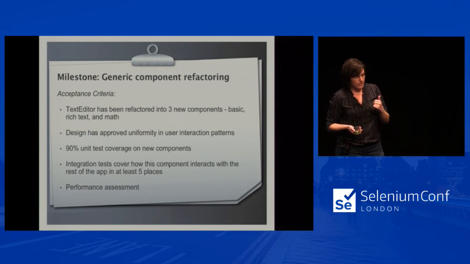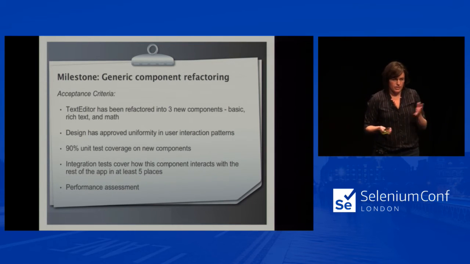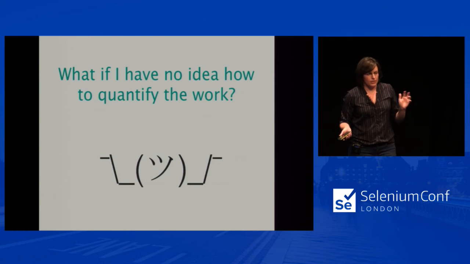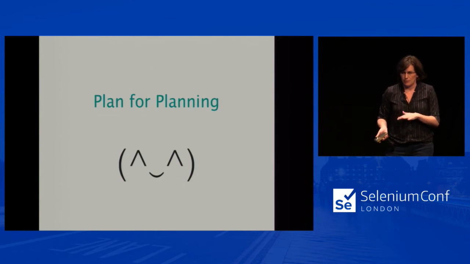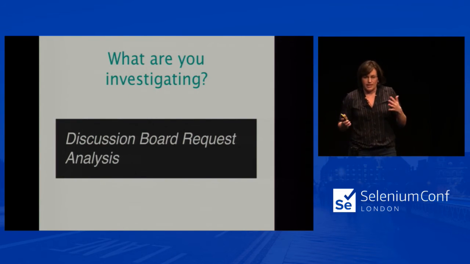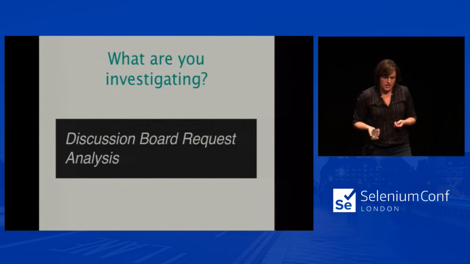So this one was very straightforward because we know the details of the problem already. We took a quick look at the code. It was very obvious. So we write this up, and it's pretty concrete. But what if you have no idea how to quantify the work? So in this case, it's really good to create a plan for planning. So we want to break it down into a plan so that we don't just go on for weeks and weeks just doing investigation. So let's start.